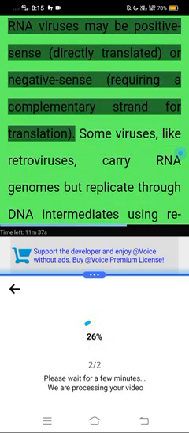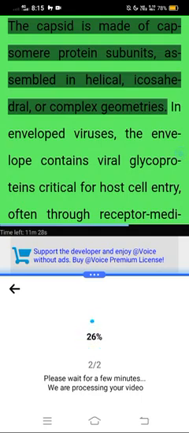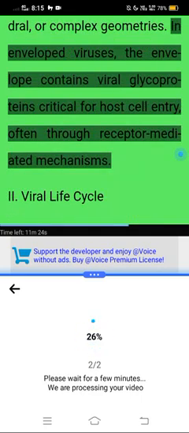RNA viruses may be positive sense, directly translated, or negative sense, requiring a complementary strand for translation. Some viruses, like retroviruses, carry RNA genomes but replicate through DNA intermediates using reverse transcriptase. The capsid is made of capsomeres or protein subunits, assembled in helical, icosahedral, or complex geometries. In enveloped viruses, the envelope contains viral glycoproteins critical for host cell entry, often through receptor-mediated mechanisms.